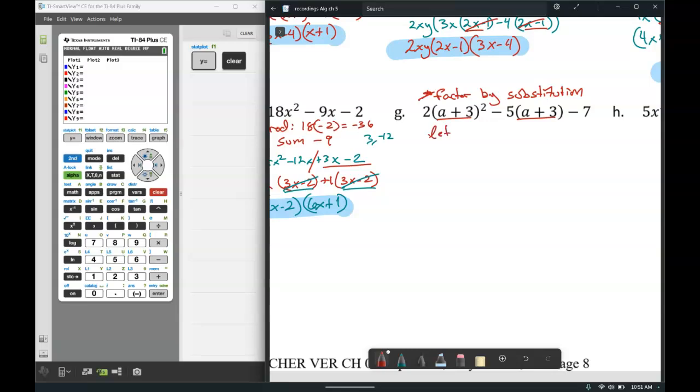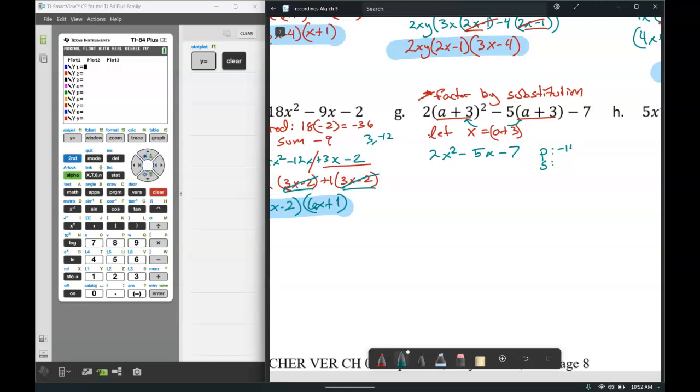We'll let x equal a plus 3. And if we replace a plus 3 with x, we're left with 2x squared minus 5x minus 7. This allows us to use our product and sum to more efficiently factor, and then we'll go ahead and replace a plus 3 back in when we're done.